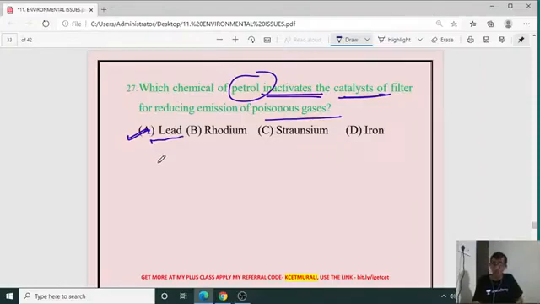to reduce the emission or to reduce the pollution. So the catalytic converter will become inactive in the presence of lead-containing petrol. If unleaded petrol is used, the catalytic converter is almost okay.